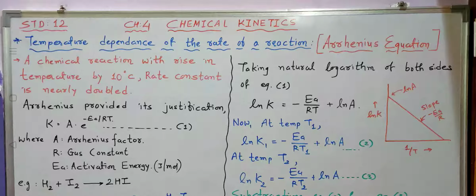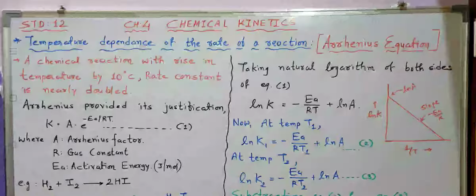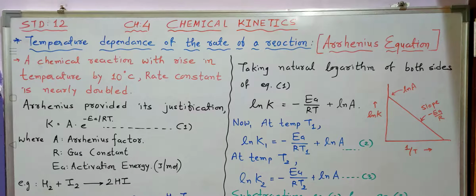Hello dear students. In chapter number 4, you have doubts and difficulties in various theories. After discussion of first order and zero order reaction or integrated rate constant equation, two simple and easy theories are there. First theory is Arrhenius equation and the second one is collision theory. We will discuss this theory by this board work.